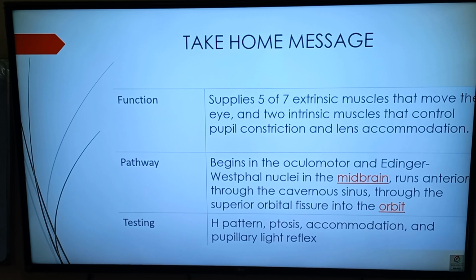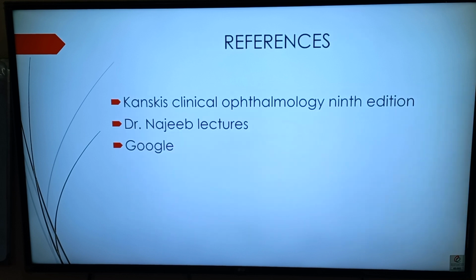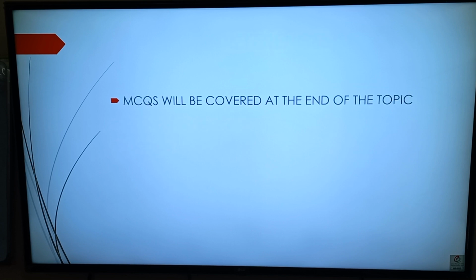So the take-home message is the function of the oculomotor nerve, which supplies the extraocular muscles along with the intrinsic muscles of the eye, causing pupillary constriction and lens accommodation. The pathway begins in the midbrain all the way till the orbit, and according to its signs you also evaluate at which level the cause could be. For testing, we check the H pattern, look at ptosis, look at accommodation, and look at the pupillary light reflex. These are the references. We'll cover the MCQs after we have covered the abducent and the other nerves also. Thank you.